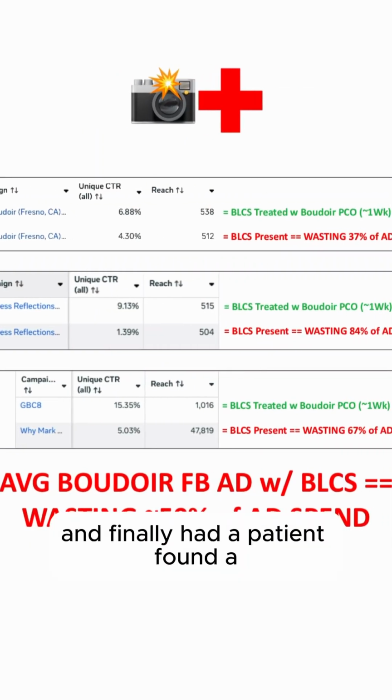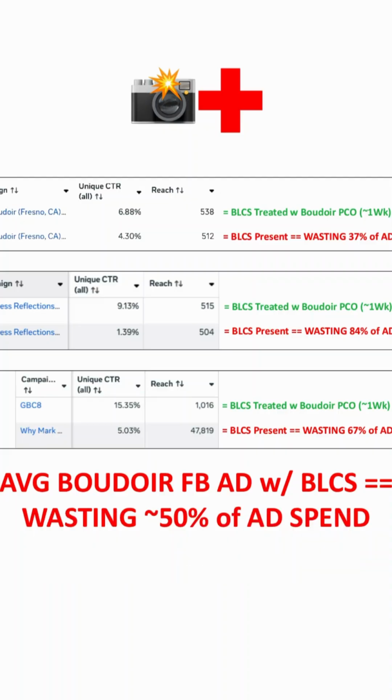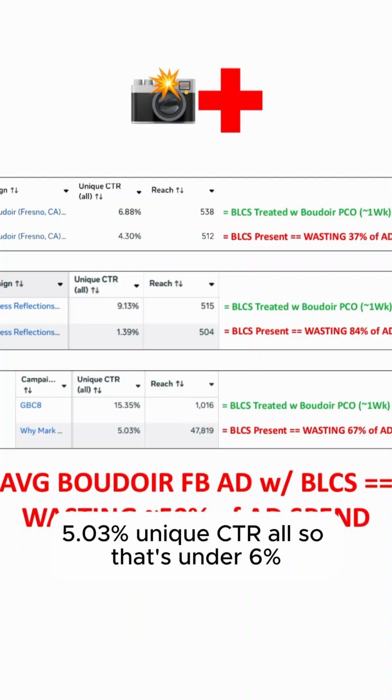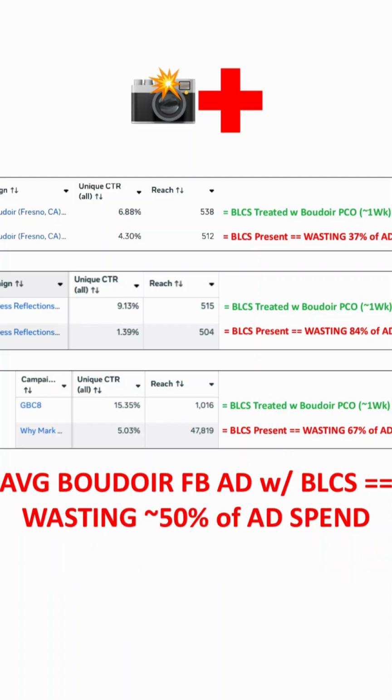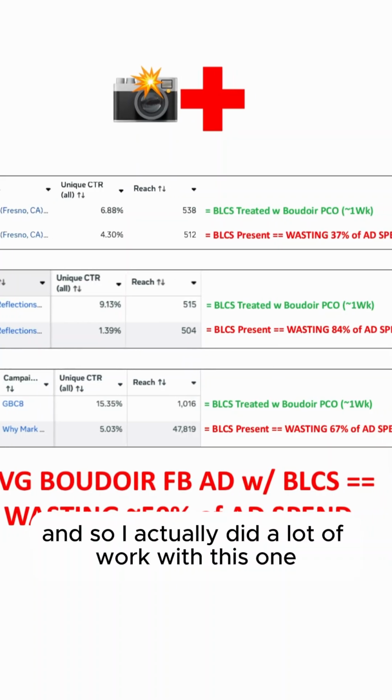And finally, we had a patient find out his Boudoir Facebook ad had BLCS present, 5.03% unique CTR all, so that's under 6%. That's Boudoir low click syndrome. And I actually did a lot of work with this one.